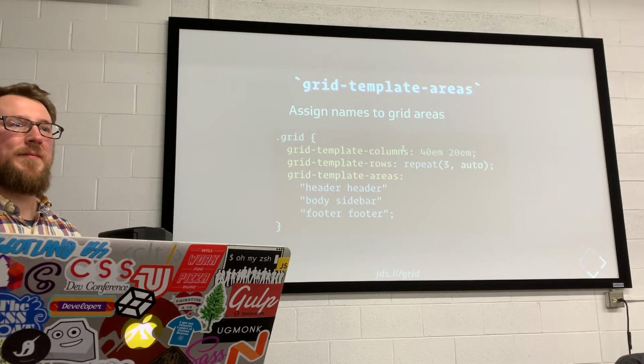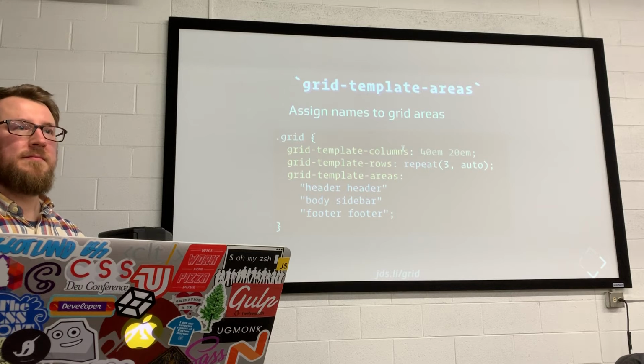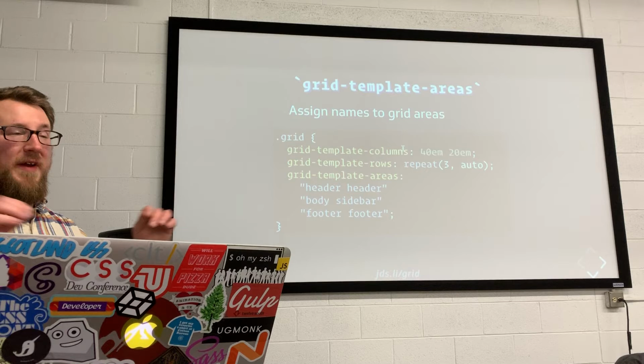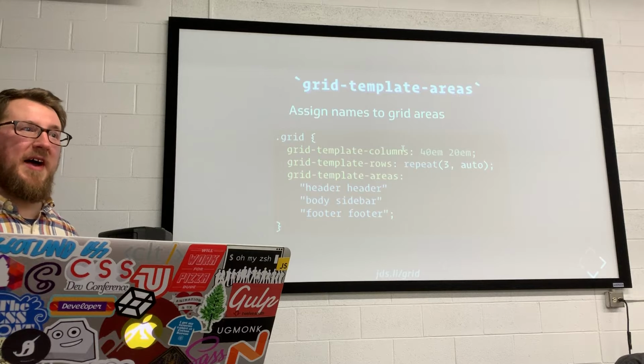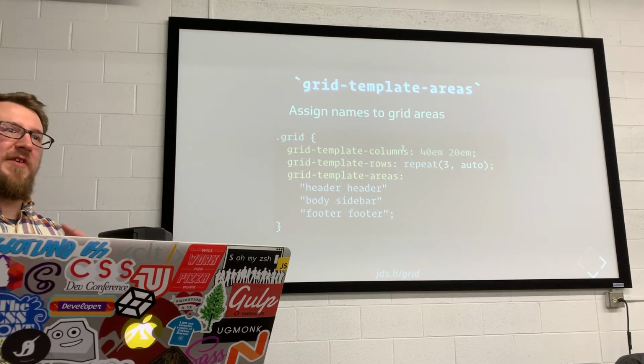Is that for each different worded string? Would that be like if you wanted 5 different columns in the middle, you could just have 5 different words? Correct. If we had 5 columns across here, we wanted the header to go all the way across, we'd write header 5 times in a row. We would write footer 5 times in a row if we wanted to span the entire 5-column grid width. And in the middle, we would put the right words in the right places for those column areas.